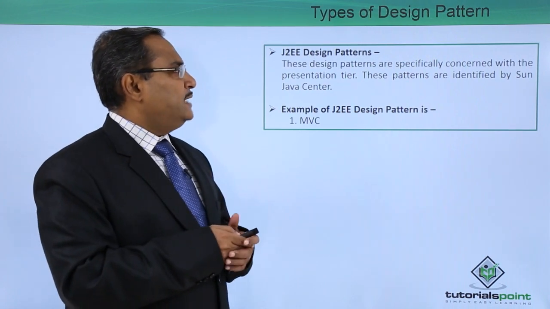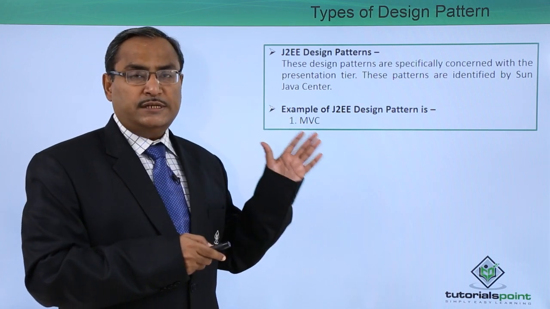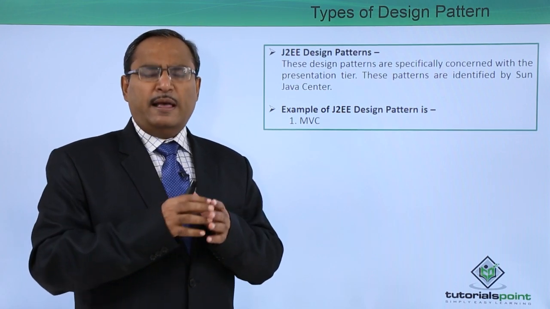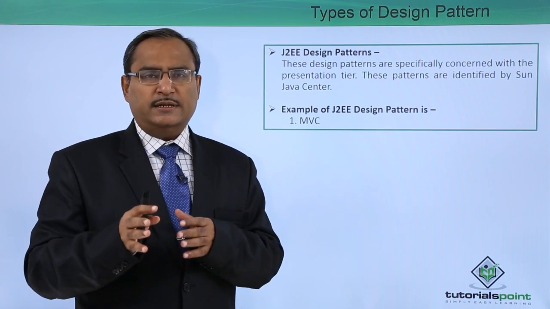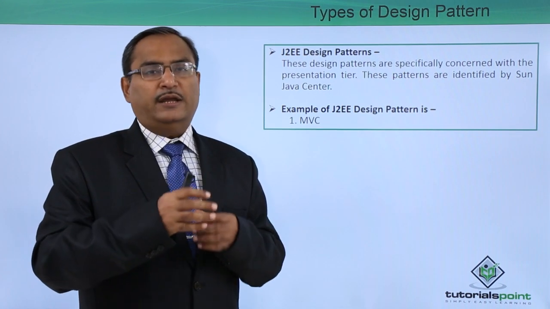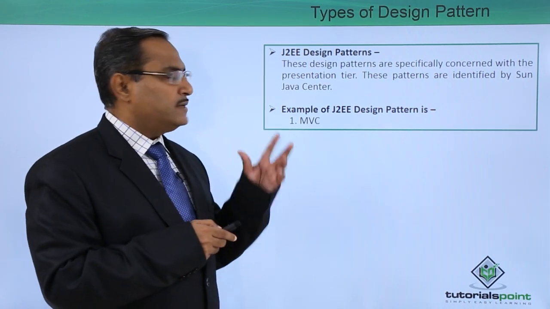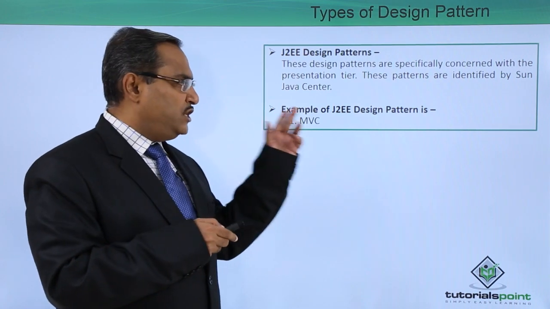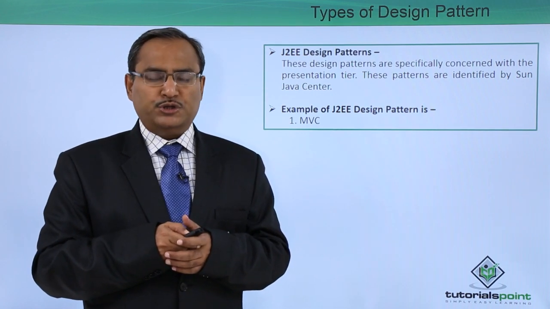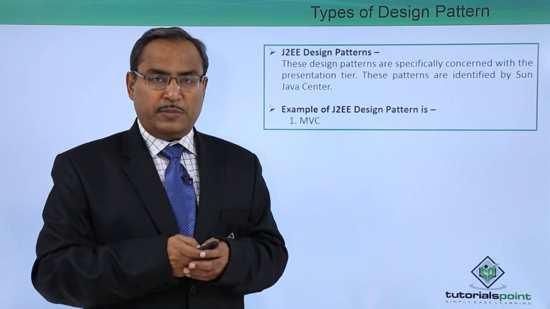In case of J2EE design patterns, these design patterns are specifically concerned with the presentation tier. So what is the presentation tier? We know that in our software, we have mainly 3 different tiers. One is the data tier, next one is the logic tier and the last one is the presentation tier, which will be interacting with the user through some user interface. These patterns are identified by Sun Java Center. So under this J2EE design pattern, in our tutorial we shall cover the MVC design pattern, we shall go for its implementation, and we shall discuss using some class diagram and one sample Java code.